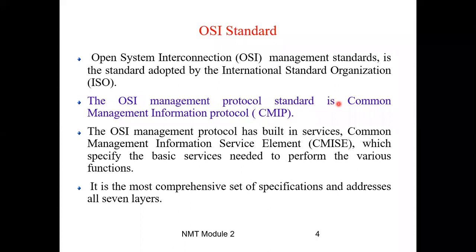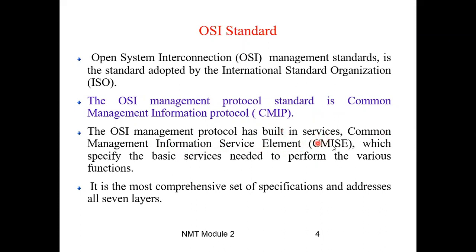The protocol used for the OSI standard is called the CMIP protocol. We will study CMIP in detail in this chapter. CMIP is the Common Management Information Protocol. So OSI uses the CMIP protocol for network management. The OSI management protocol has built-in services, which we call CMISE. The full form of CMISE is Common Management Information Service Elements.